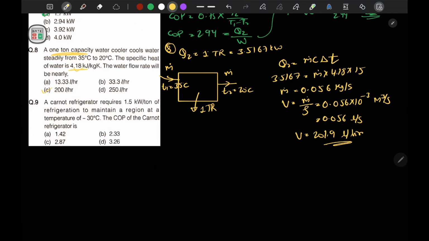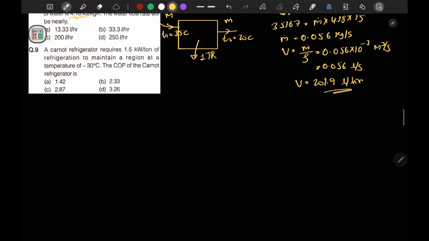I hope you understood this solution. We will move on to question number 9. It is mentioned that a Carnot refrigerator requires 1.5 kilowatt to maintain a region at temperature T equal to minus 30 degrees Celsius, and requires this amount of refrigeration.